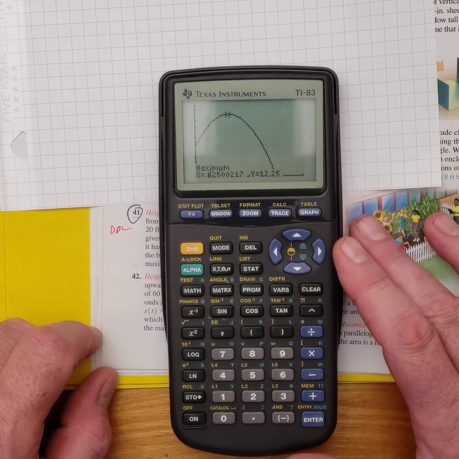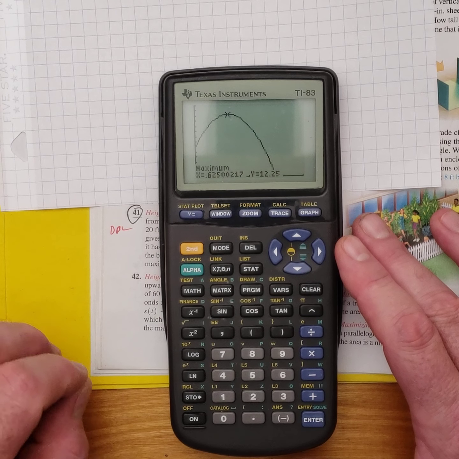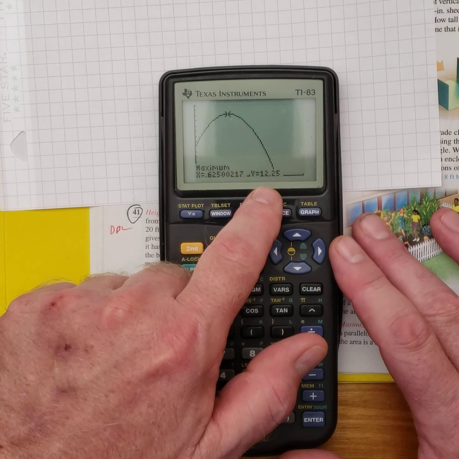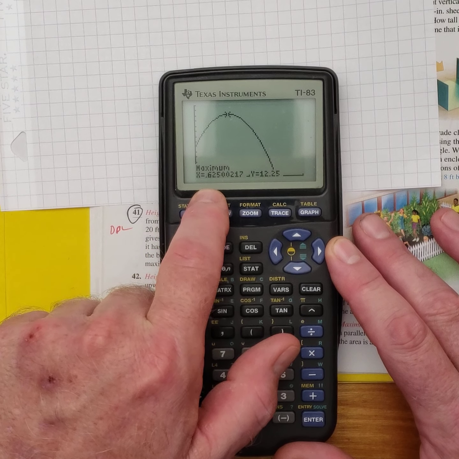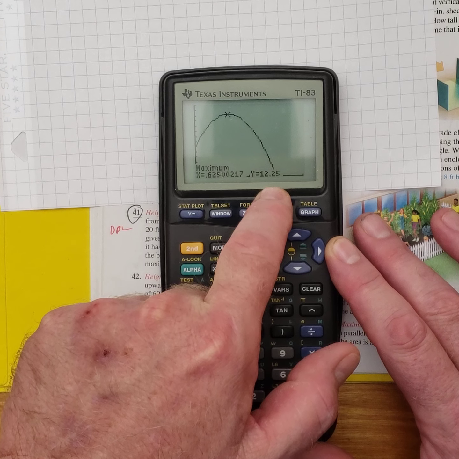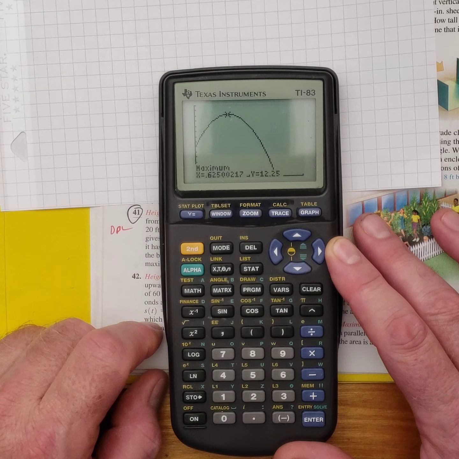Now remember what the function stands for. The input to the function is the time. The output of the function, the y, is the height. So after 0.625 seconds, the height of the ball was 12.25 feet, and then it started coming back down.